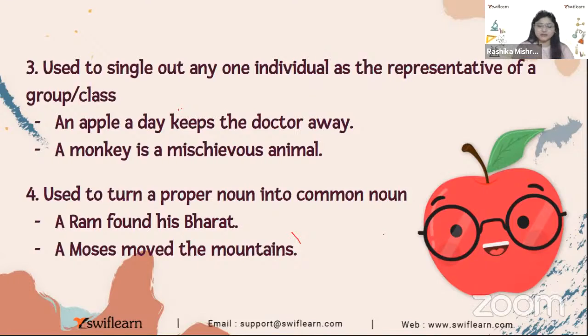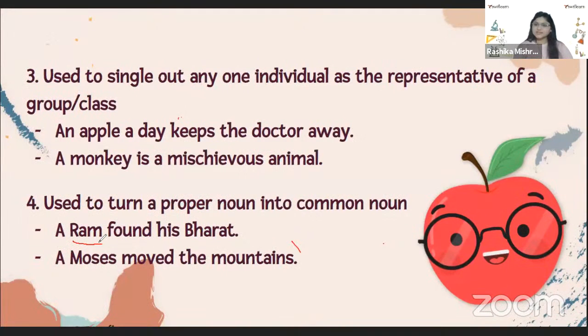Now we have the fourth case here. The indefinite article is also used to turn a proper noun into a common noun. Now pay attention to this. It is a very important point. See, Ram found a Bharat. Okay. Now Ram is a proper noun, isn't it? Ram is a proper noun, right? But when we use an indefinite article before a proper noun, it will be converted into a common noun. Always remember that whenever we use an indefinite article before any proper noun, it will be converted into a common noun. Okay, this is a very important point here, so just pay attention.